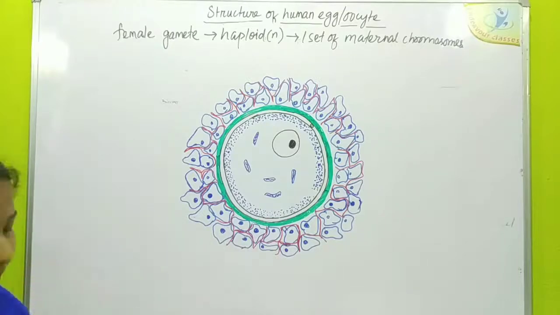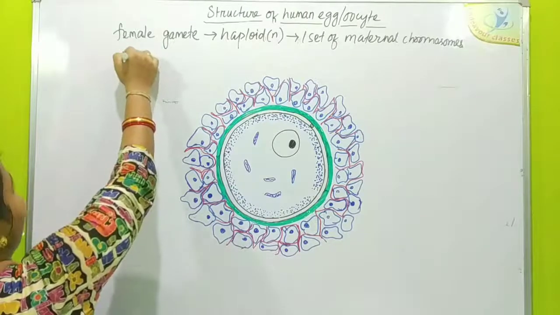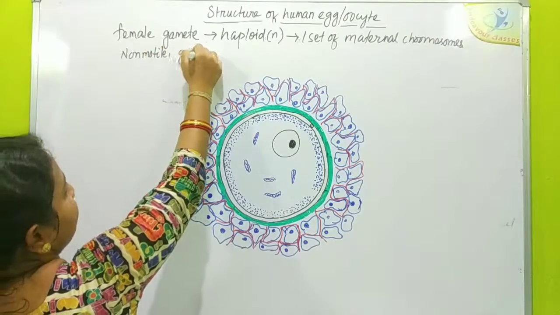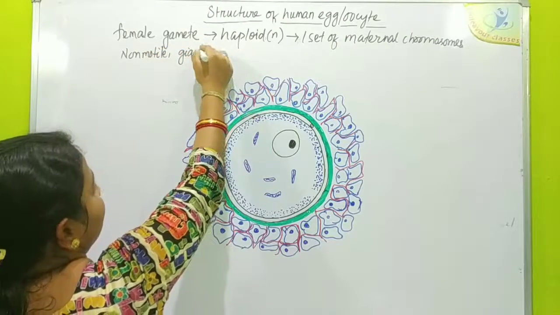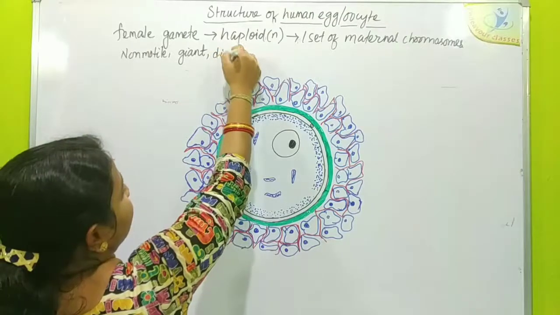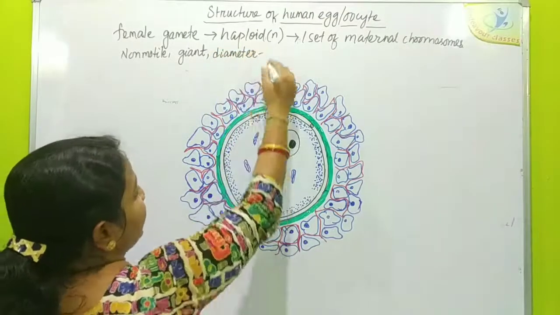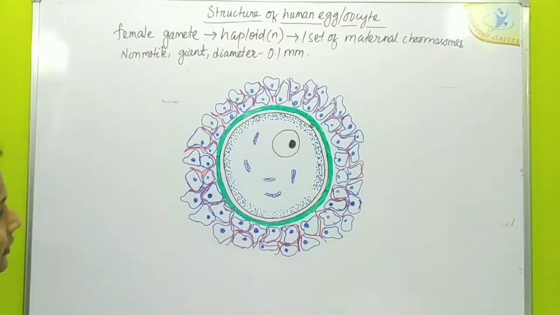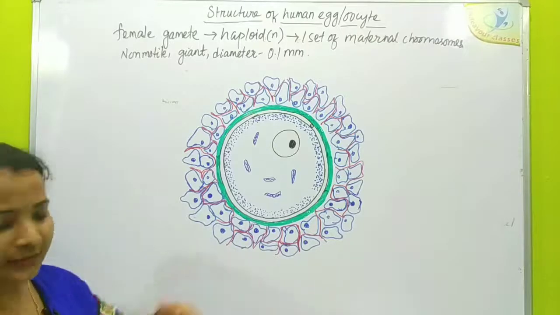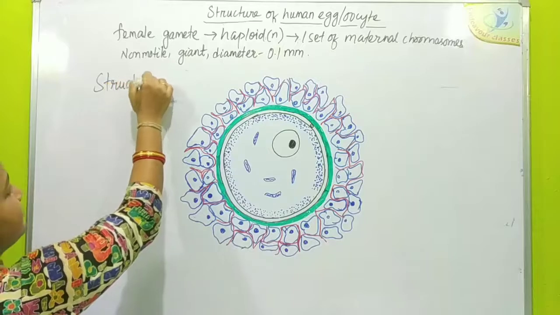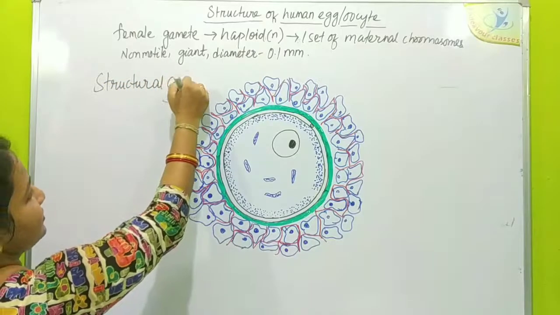So eggs are haploid and non-motile. These are non-motile giant cells. These are bigger as compared to the other cells of the body, and the diameter of the human egg reaches up to 0.1 millimeter. And you can see here, this is quite a big cell. Next we'll move to the structural components.